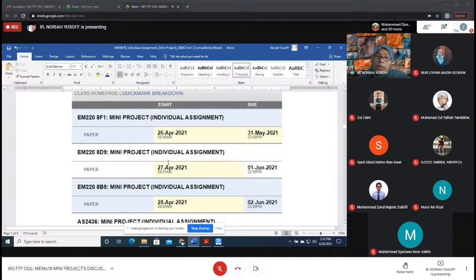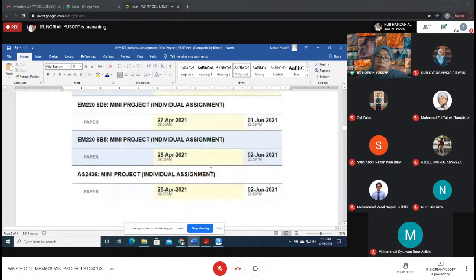So the other group, by tomorrow only, they will get the assignment or they will know that they have already obtained the assignment. So I will give their deadline as 1st of June. And for the other group, 28 and 28 also, it is 2nd of June. So this deadline is actually what I have set in the Turnitin.